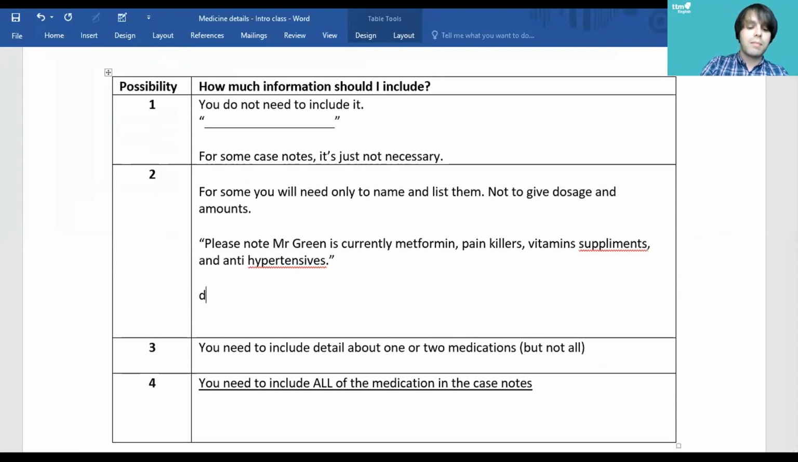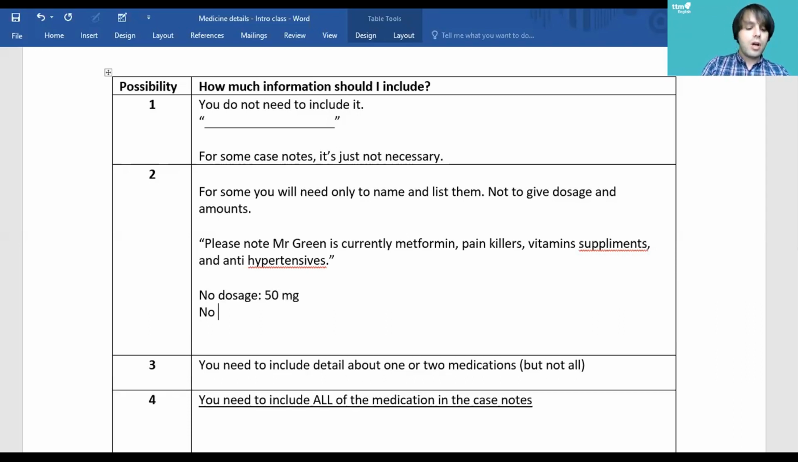By dosage, what do I mean? What's dosage? The amount, like 50 mg, yeah? 50 milligrams. And no schedule. What do I mean by schedule? 3 times a day. Twice a day, right?